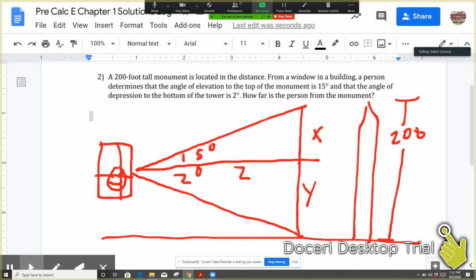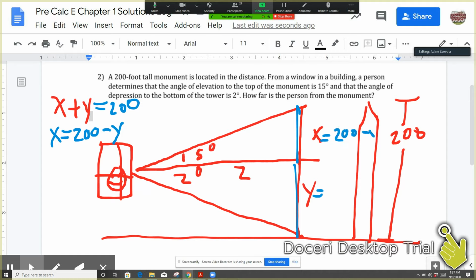So we can figure out what X is or Y by representing X plus Y. This height plus that height we know is 200. So X plus Y is 200, which means that X is equal to 200 minus Y. So we'll just find Y then. Now we get another system here.